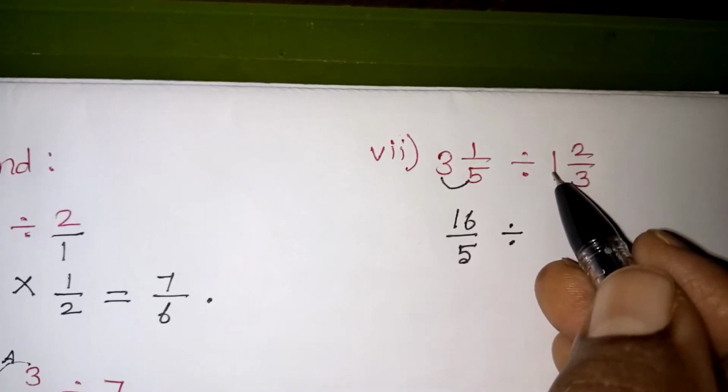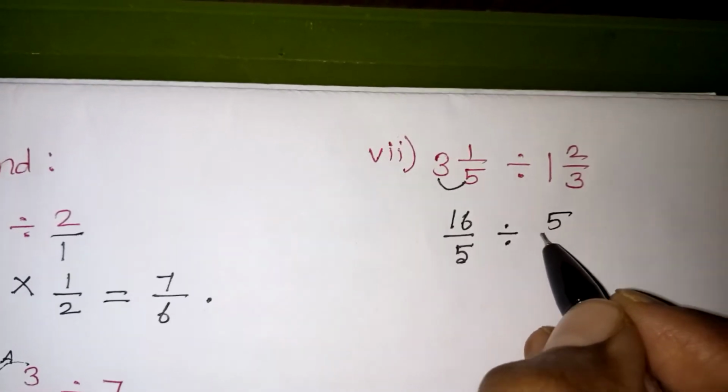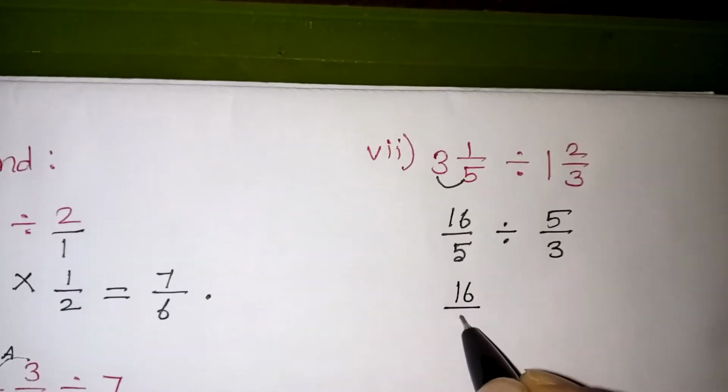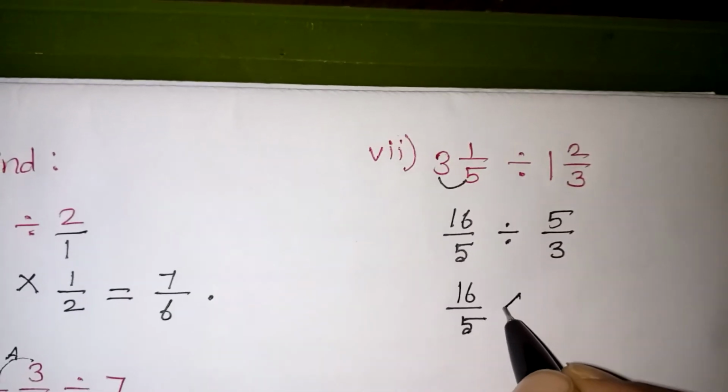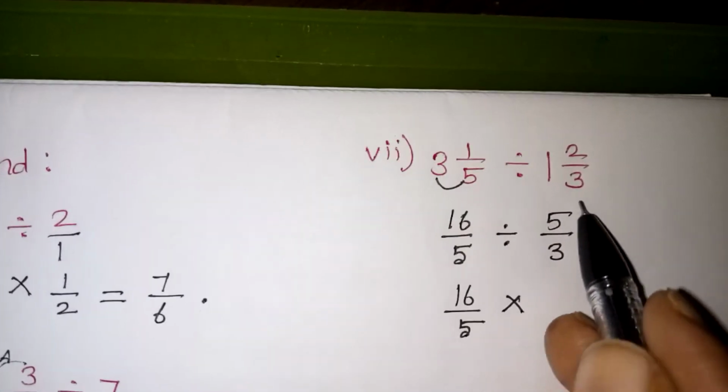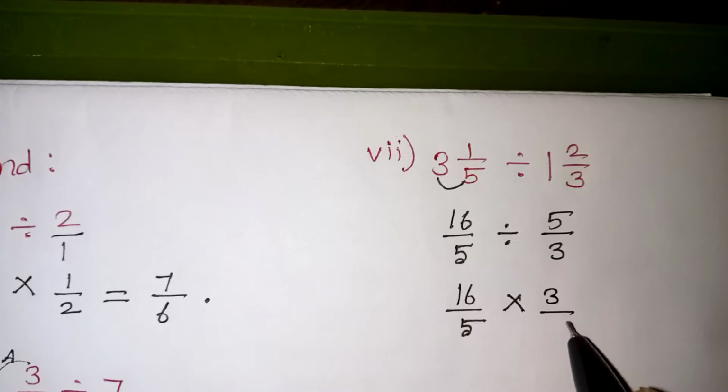Again 3 1s are 3. 3 plus 2 will be 5. 5 by 3. Now the division we have to change into multiplication. That is 16 by 5 will come as it is. Division will become multiplication. Since we changed the sign, second term alone will get the reciprocal. That will become 3 by 5.